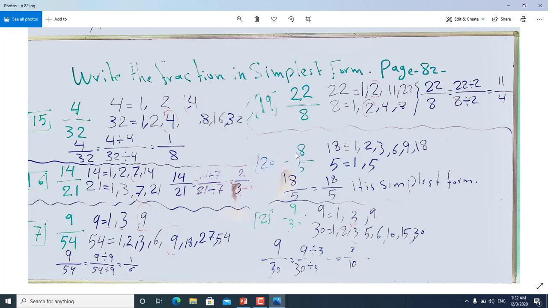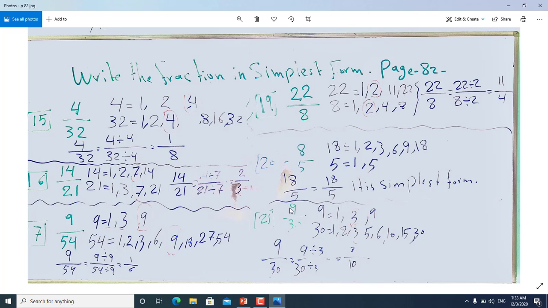And from number 20, we have 18 over 5. 18 is made up of 1 times 18, 2 times 9, 3 times 6. And 5 is made up of just 1 and 5 because 5 is prime. A prime has just two factors, 1 and itself. So from there we don't have any common factor between them except 1. So this fraction is already the simplest fraction.